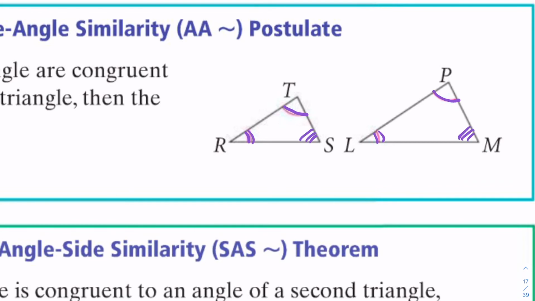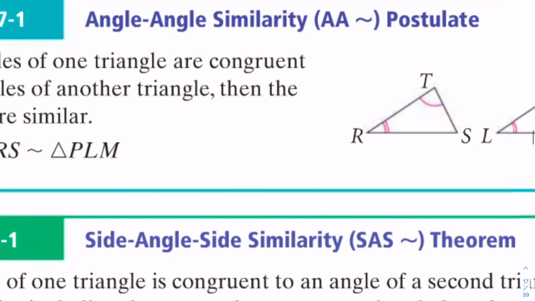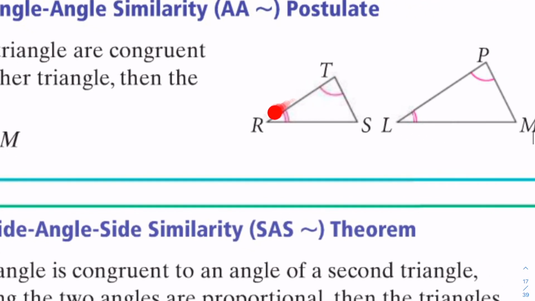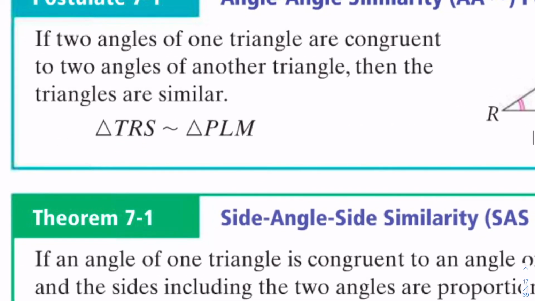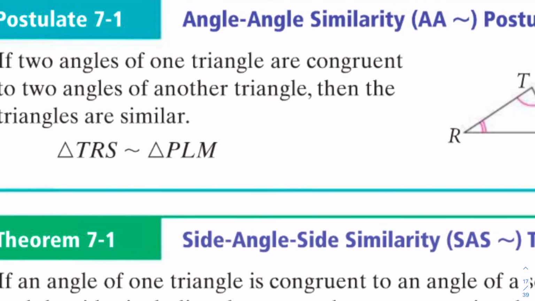So this is just a dilation. TRS is smaller, but when dilated larger, we get PLM. We only need to use the least amount of information possible. So this one is simply angle-angle similarity. We don't say angle-angle-angle similarity, just angle-angle similarity. So here, TRS is similar to PLM because of the angle-angle similarity.